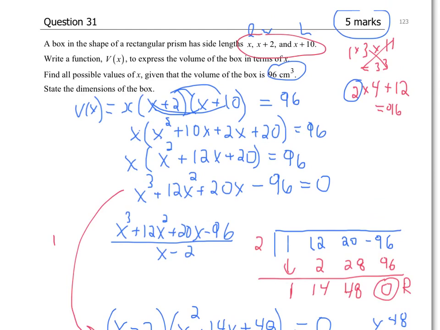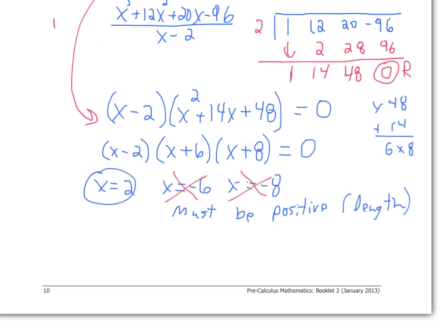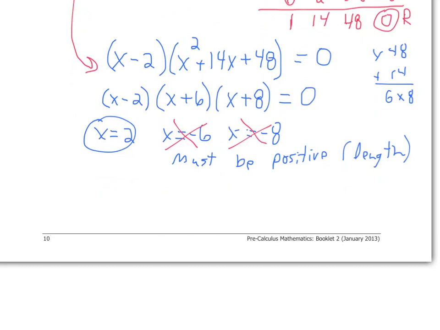Okay, so we want to go down and answer the question. The dimensions, so we could say therefore the dimensions are 2 by 4 by 12, and I think these are centimeters, so it's good to put units. So that is the answer, I hope, to this 5-mark question: 2 by 4 by 12.